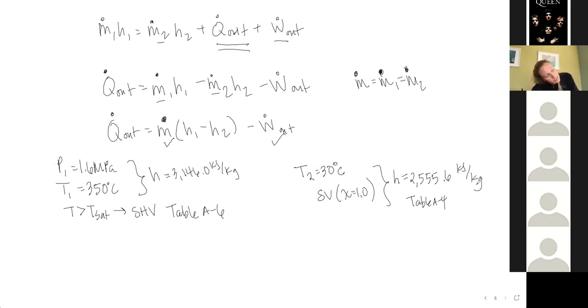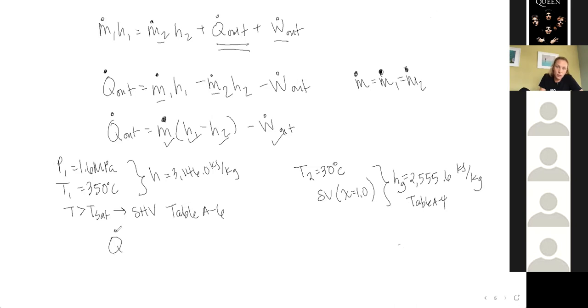And this is our H sub g, right? Because we're a saturated vapor. So that's why I don't have to do my equations or anything. I can just look up my H sub g value. All right, so now I have everything that I need to solve this equation.